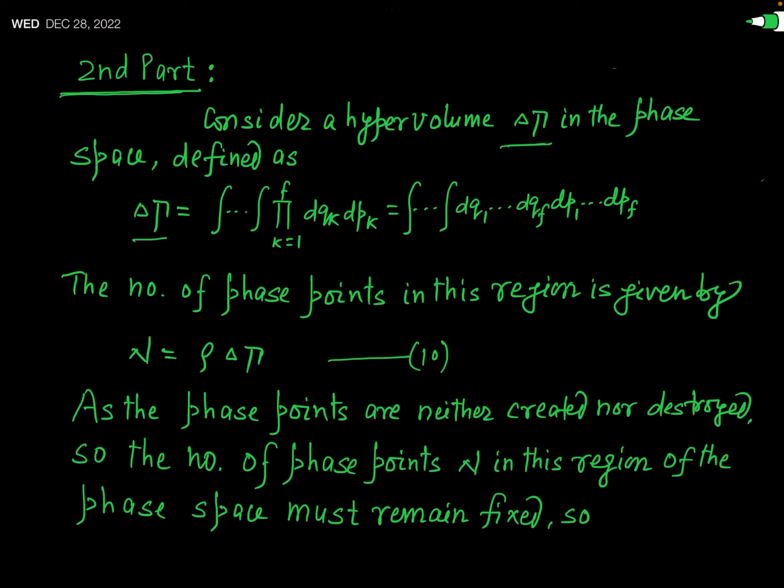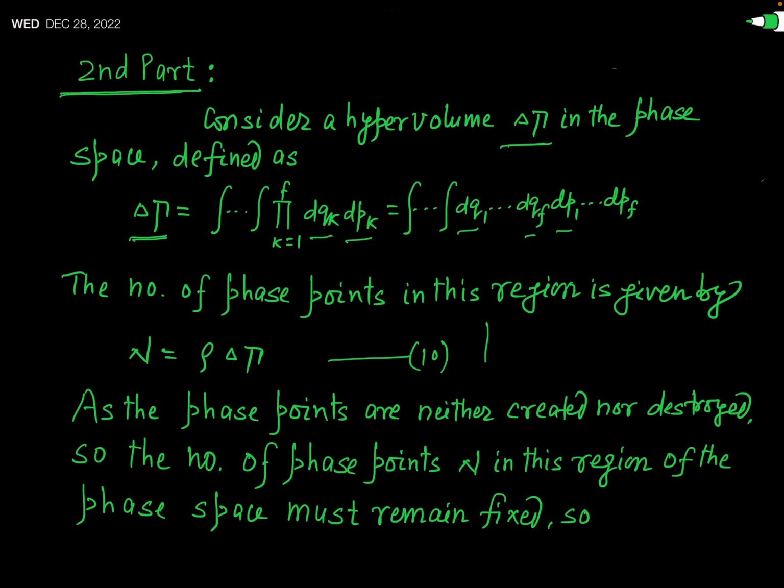This is the integral of the product over k of dq_k dp_k. Here this pi stands for multiplication. It represents the product of dq1, dq2, and so on up to dqf, dp1, dp2, and so on up to dpf. So this is the hypervolume in phase space which we have assumed. Now what will be the number of phase points in this hypervolume?